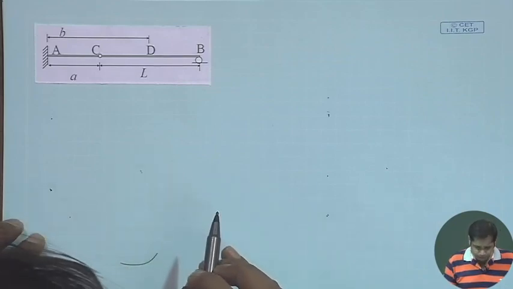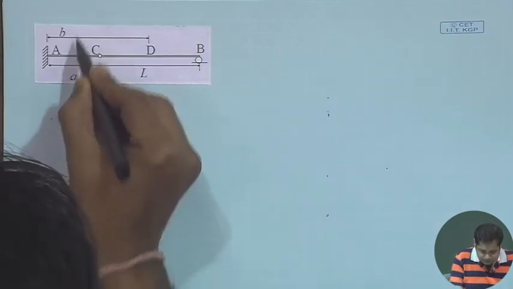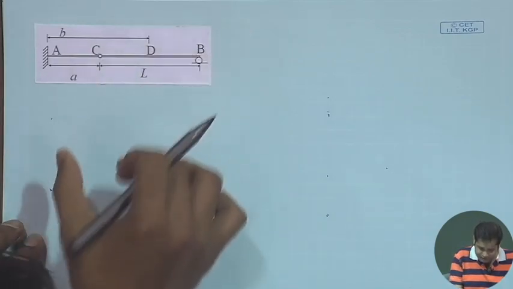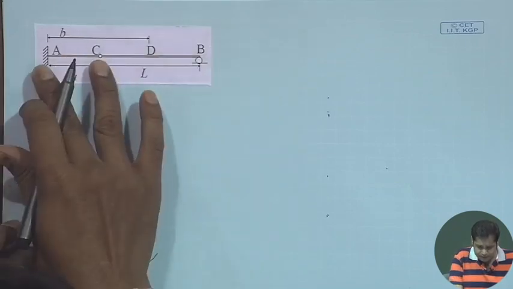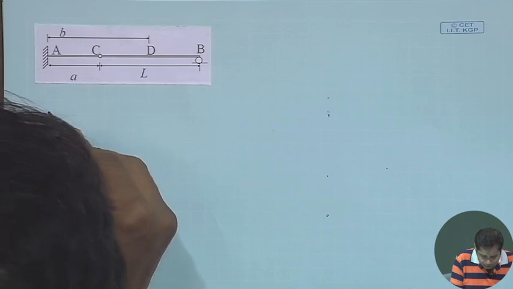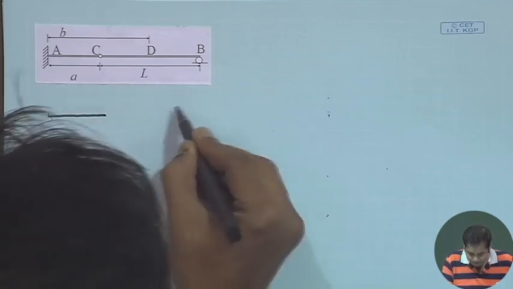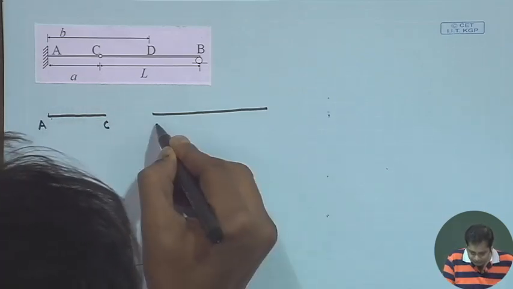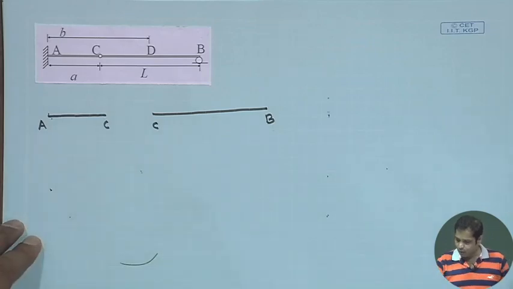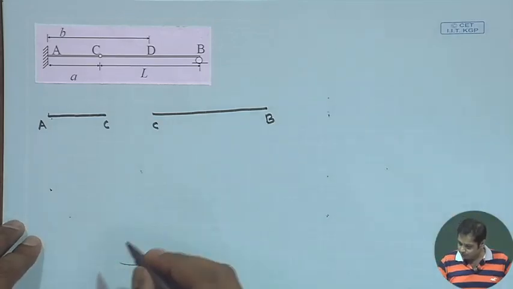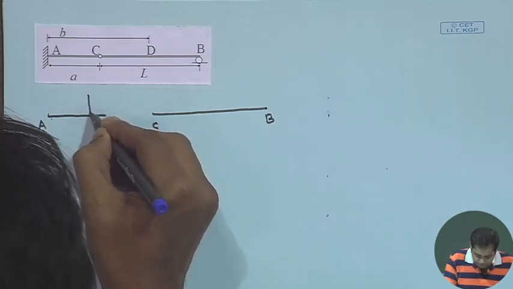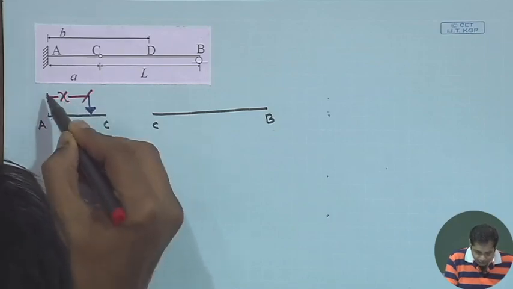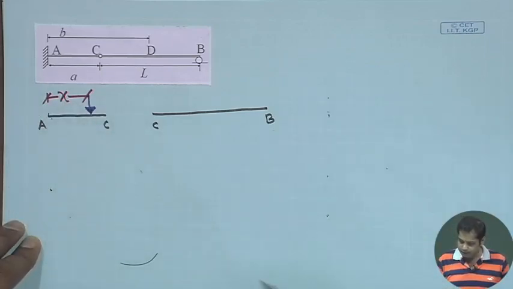First, the unit load is on AC. So we divide this problem for each case. We divide the entire beam into two parts: one is AC and one is CB. So this is AC and this is CB. What are the forces? We have our unit load on AC, which is at a distance x from A, right? And what are the support reactions?